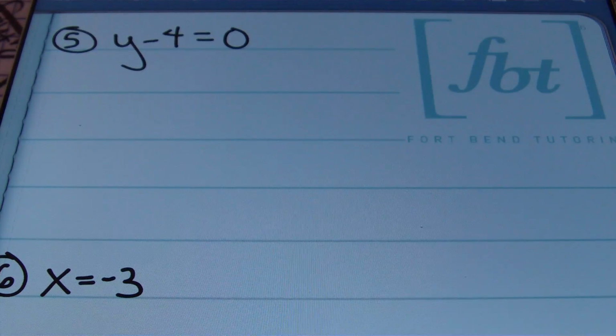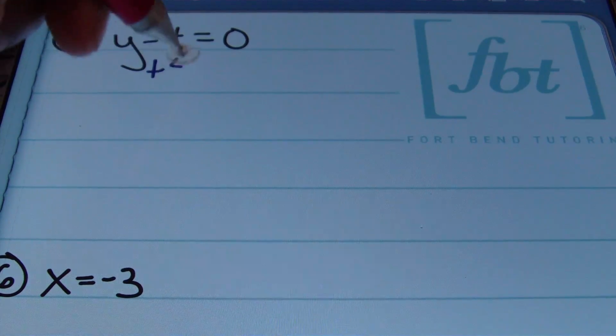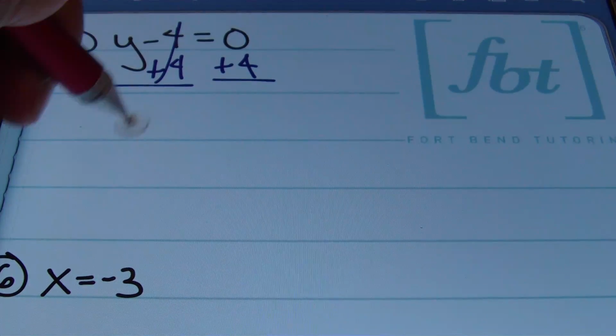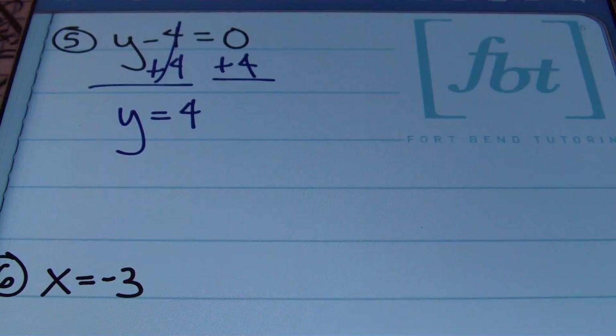And in problem number 5, we have the equation y minus 4 equals 0. This is a linear equation. It is a line. I need to find the slope of it. So what I'm going to do is start by solving for y. I'm going to add 4 to both sides of the equal sign here. That's right, the addition property of equality. And I end up with y equals 4.